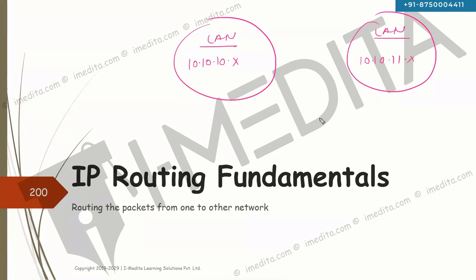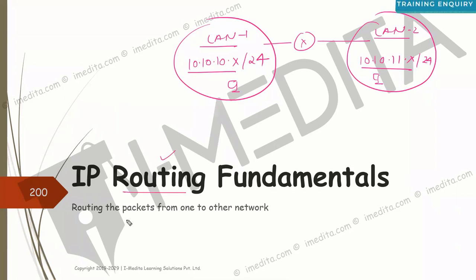from 10.10.11. So we have a group of devices where the network part is starting from 10.10.10. We have a group of devices where the network part is starting from 10.10.11. Basically, these are two different networks. We have one local area network, we have a second local area network. Now we want to send some packet from one local area network to another local area network. So the process of sending the packets from one network to another network is what we refer to as routing.